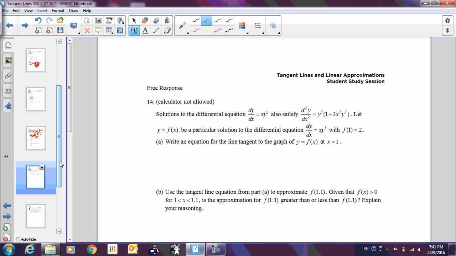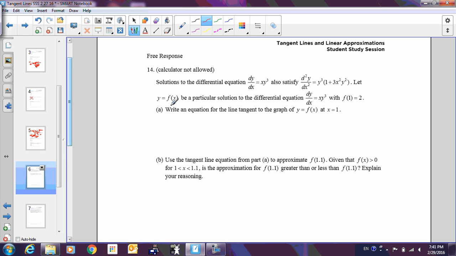All right, 14. We're going to work through this, and this will be the last one we work together. So on 14, it has to do with implicit, and they give us dy over dx, which would be the first derivative, and they give us the second derivative. And then they say something about f of 1 equals 2. We call this the initial condition. This is how we find plus c, but in this problem, it's going to have another use.